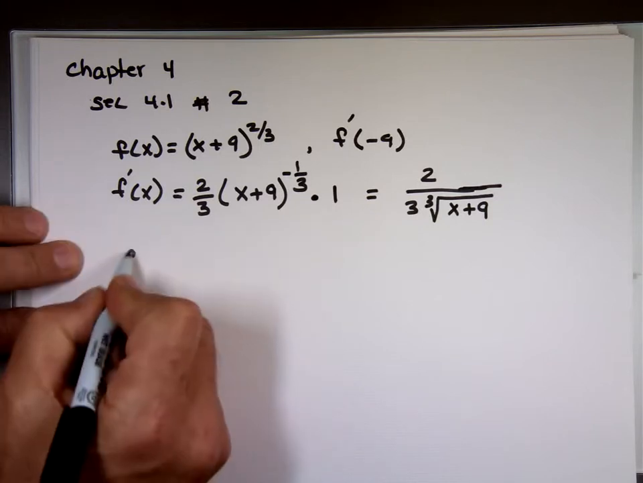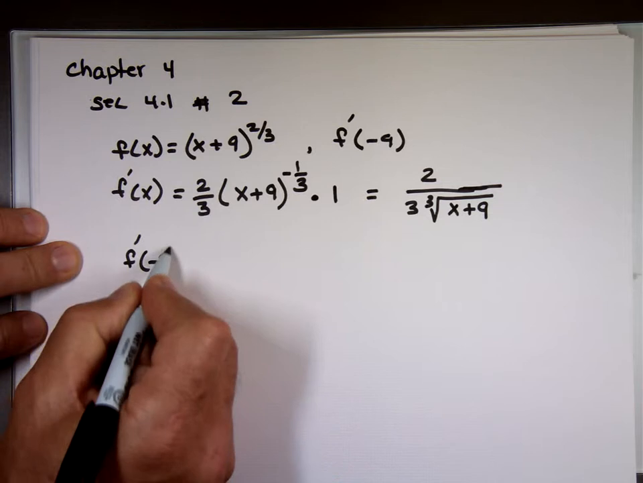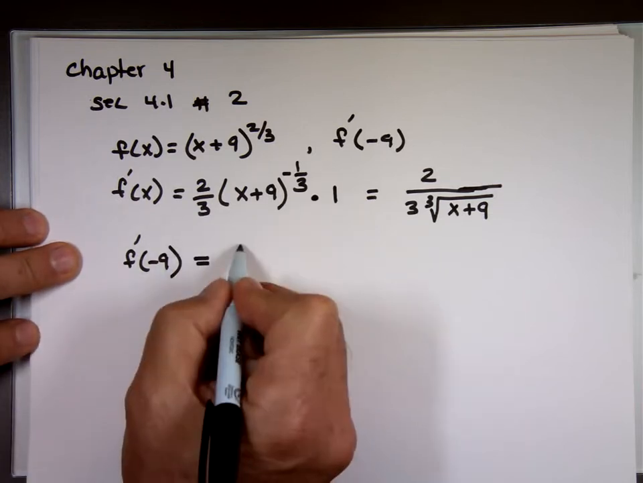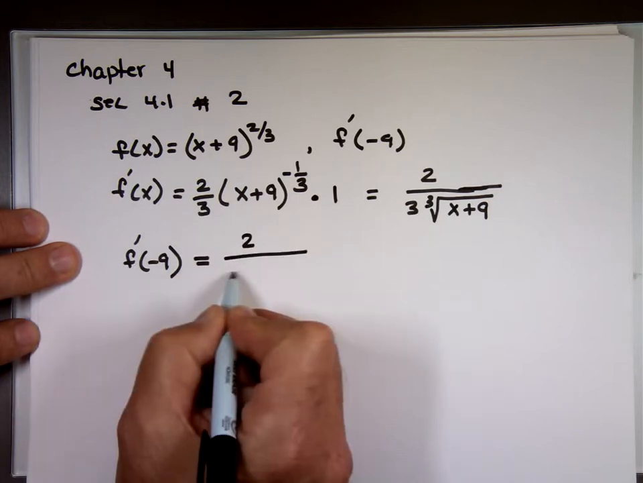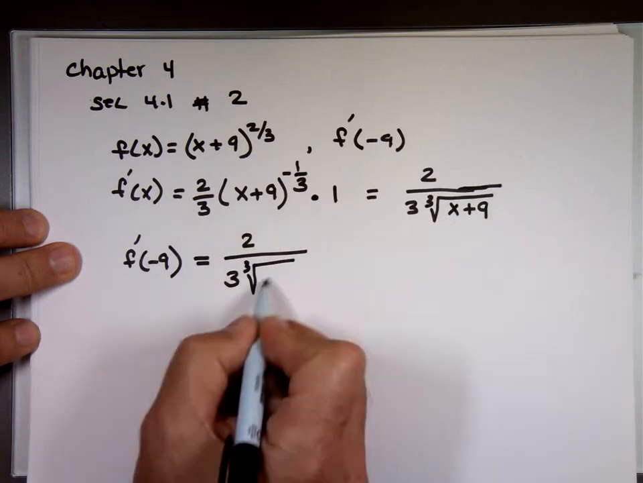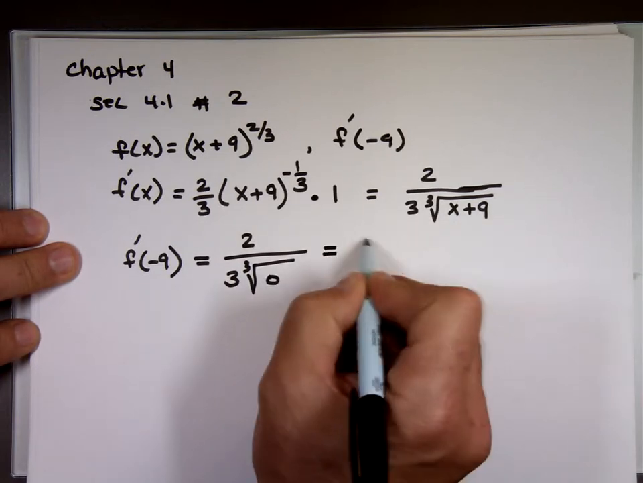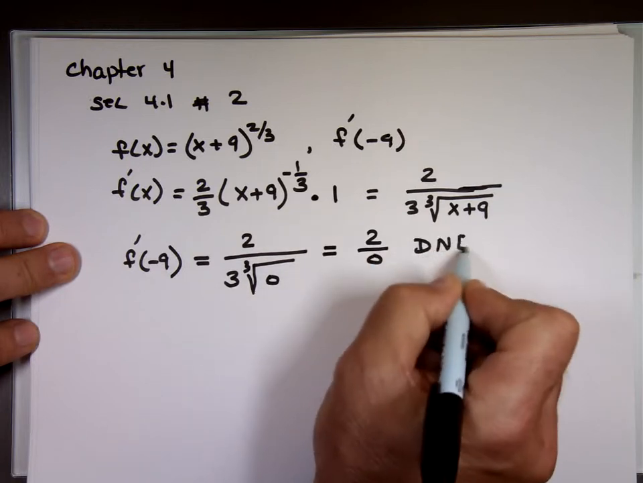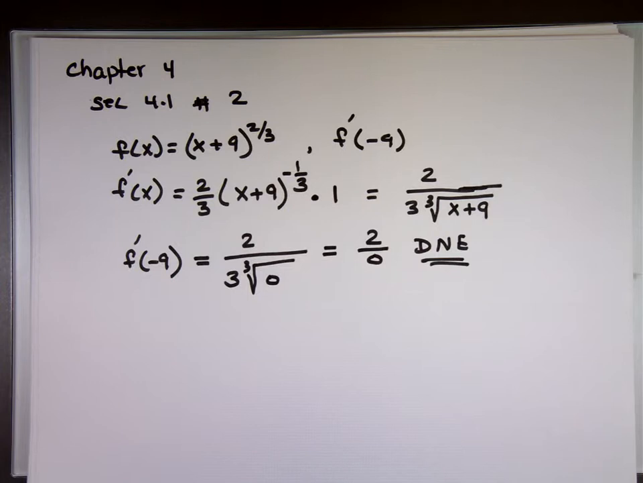Now the question, what's the derivative at negative 9? At negative 9 is going to be what? 2 divided by 3 times the cube root of negative 9 plus 9, which is 0. What's the cube root of 0? 0. 2 over 0 does not exist. It says find the derivative if it exists. If an answer does not exist, enter DNE. DNE, does not exist.